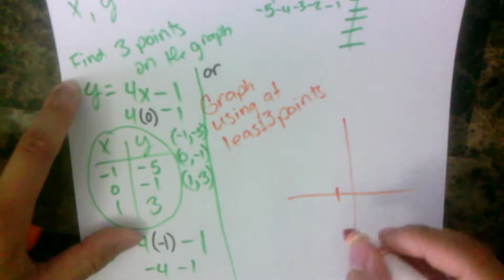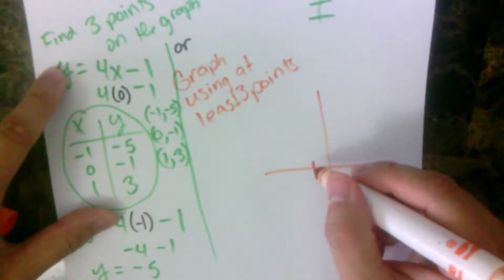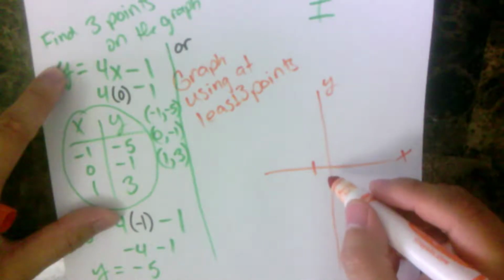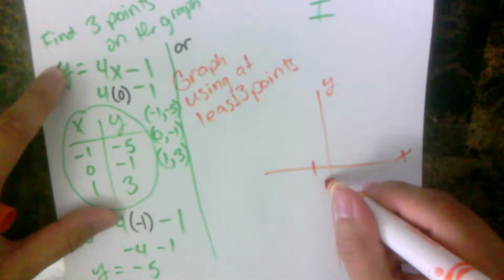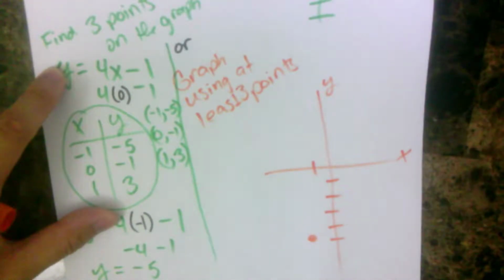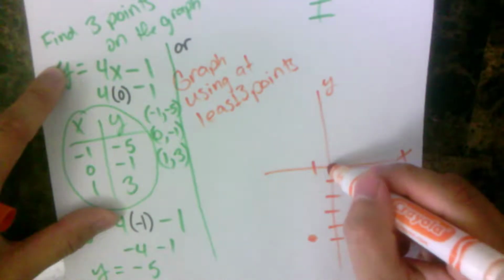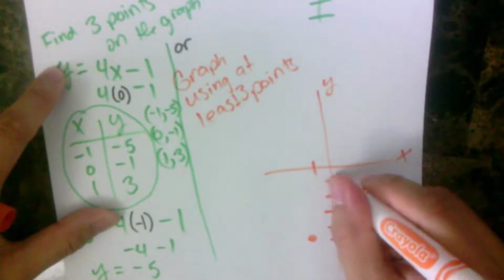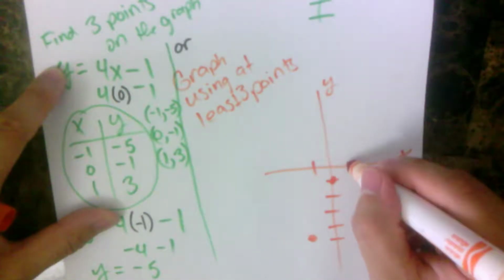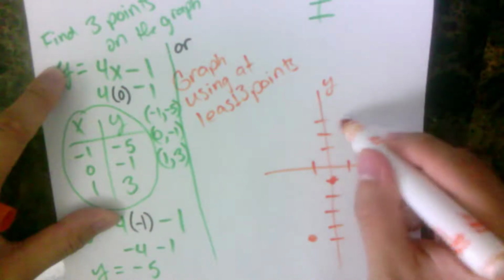Negative 1, negative 5. So again, negative 1 goes over to the left because that's on the x-axis. And then negative 5 is down on the y-axis. So down 1, 2, 3, 4, 5. And we'll put our first dot. Then 0, comma, negative 1 was our next dot. So 0, down 1. We're going to put it right there. And then 1, comma, 3. So 1. And then 3 is a positive number, so we're going to go up 1, 2, 3.